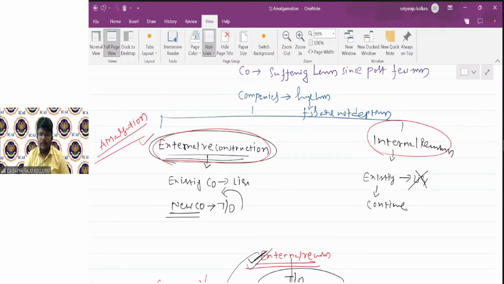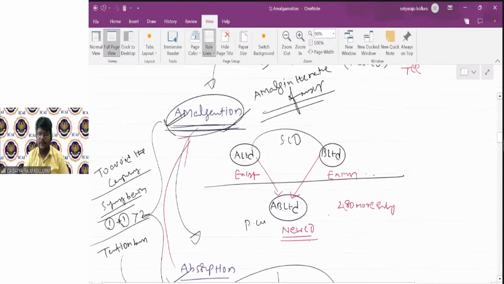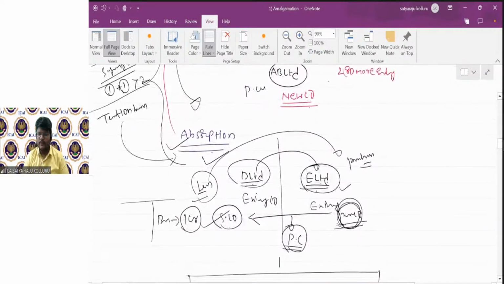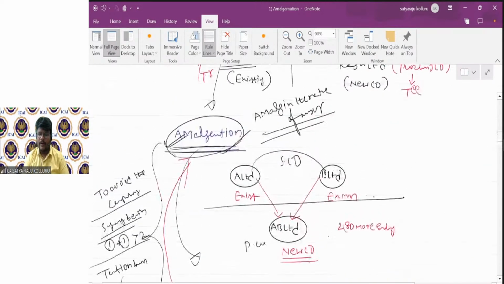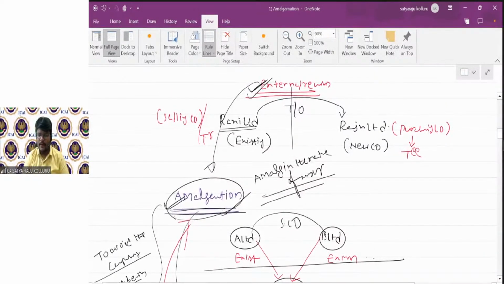Apart from external reconstruction, we also explained two more words: amalgamation and absorption. In amalgamation, a new company is incorporated to take over two or more existing companies. In absorption, an existing company takes over another existing company. As you know, in external reconstruction, a new company is incorporated to take over an existing company. Even though conceptually all three are different, why are we correlating them? It is very easy.